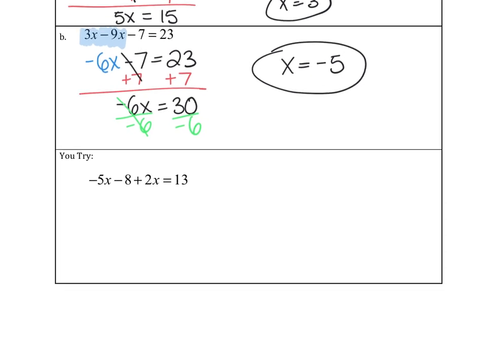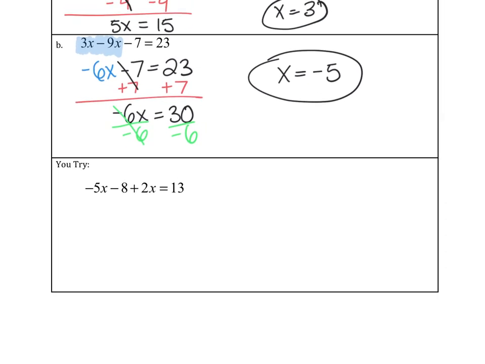Okay, the next one is a You Try. Okay, same thing as above. There are no parentheses, but there is like terms. So my like terms here would be negative 5x and positive 2x. Negative 5 plus 2 is negative 3x. Still have the minus 8 and still have equals 13.